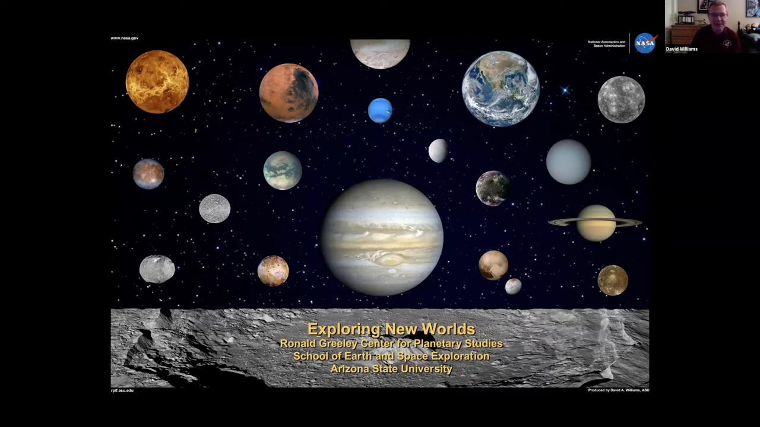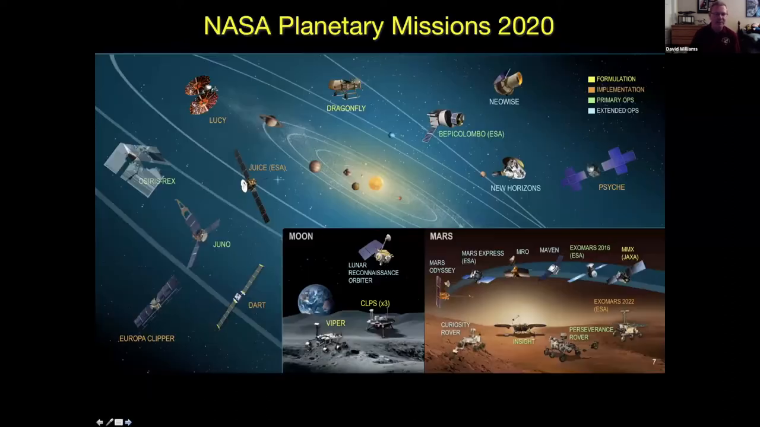So you see here, this is a poster I made, and this highlights a lot of the planets and moons of the solar system that were visited by NASA spacecraft that we have explored. And I'll go through what we're doing right now. At the end of the presentation, there'll be a link that Kim will put out there where you can download an electronic version of this poster for your use at home.